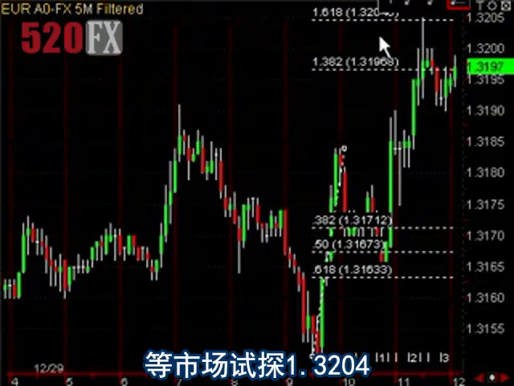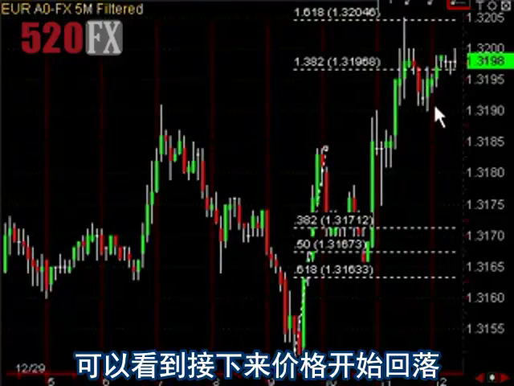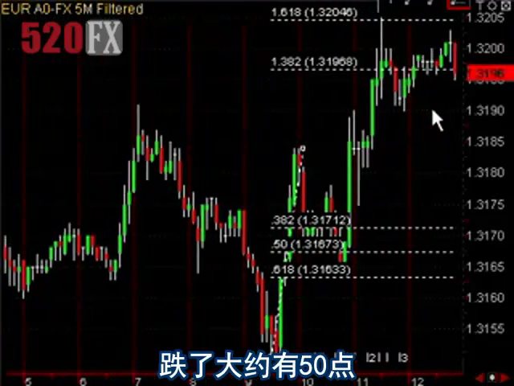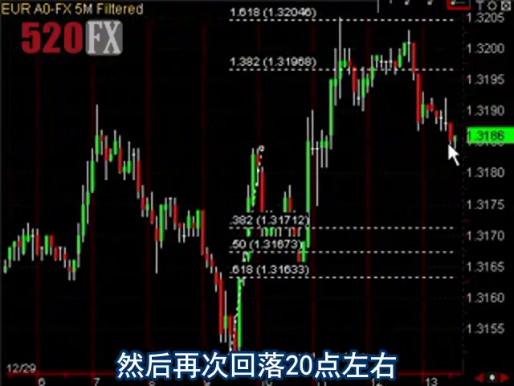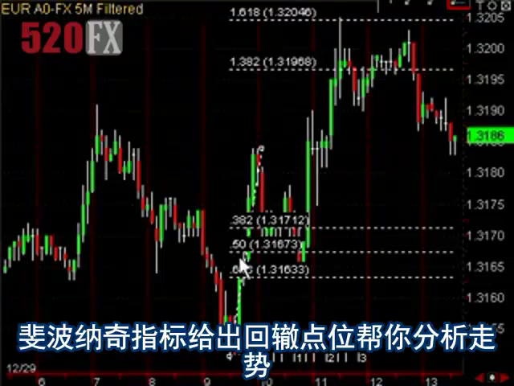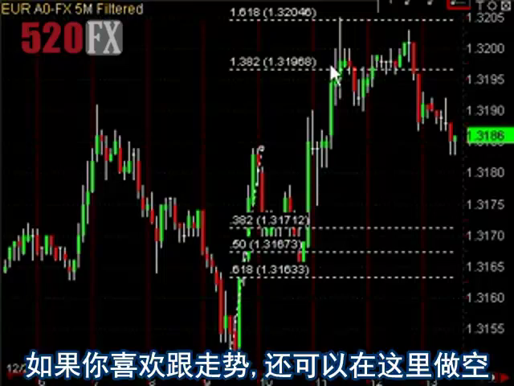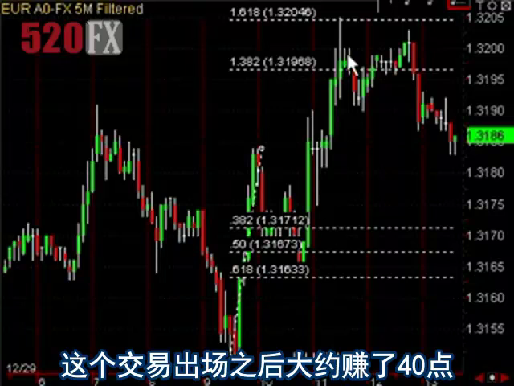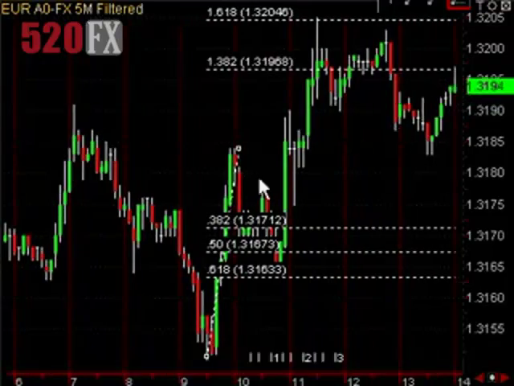1.3195 and scale in again up here at 3204, and you can see the market pulls back about 15 pips. Goes up and tries to test the high again, forms a double top, and then pulls back about 20 pips off the high. So this Fibonacci system lets you get into the trend on a pullback. You buy here, the market goes up here, you exit your longs, and you consider going short if you're a counter trend trader. This trade right here found about 40 pips up, and the counter trend trade found about 20 pips on the way back down.